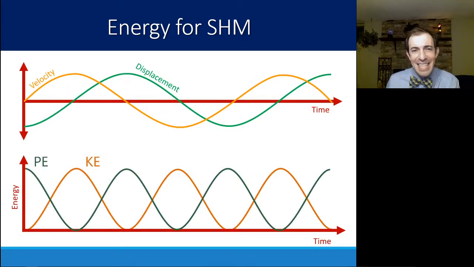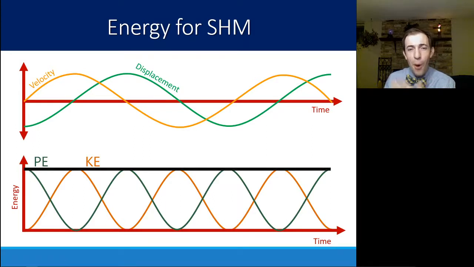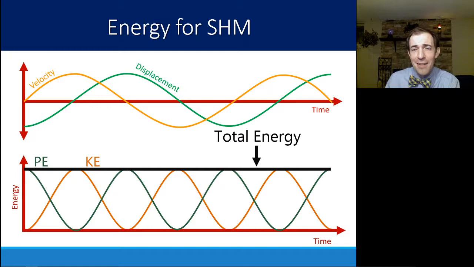Plotting this all together, you see this really beautiful graph. What I want to note, though, is if you were to add up the potential and the kinetic energy, you're going to get a straight line. Your total energy is always the same. It's always the sum of these. So it's just swapping between potential and kinetic throughout that entire motion.